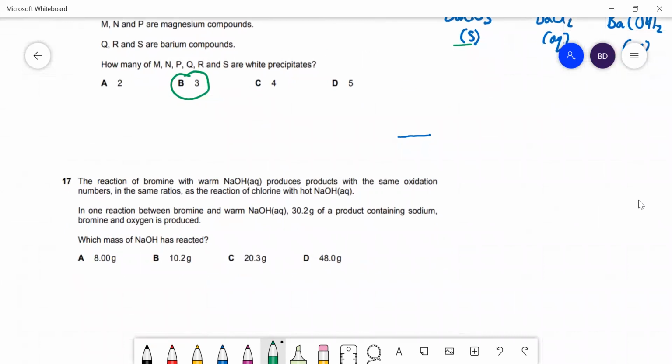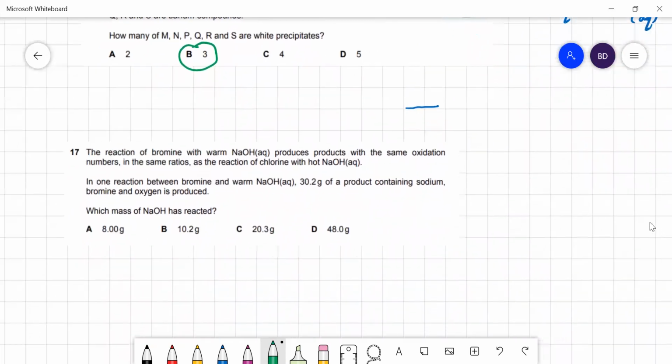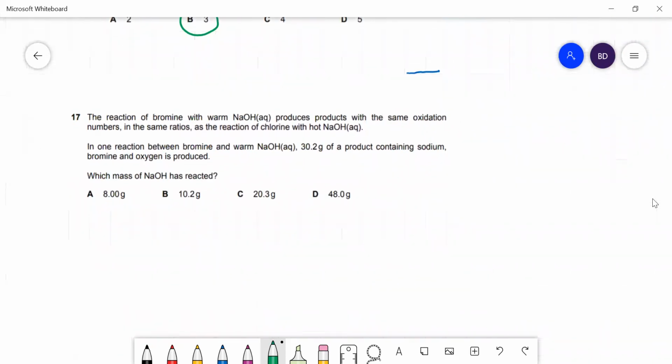Right, 17. The reaction of bromine with NaOH produces products with the same oxidation numbers in the same ratios as chlorine with hot NaOH. Well, we need to realize what happens if you react chlorine with hot NaOH. I won't bother balancing it, but remember, you get a disproportionation reaction. You get sodium chloride, so that's an oxidation number of -1 for the chlorine, and you get sodium chlorate 5.